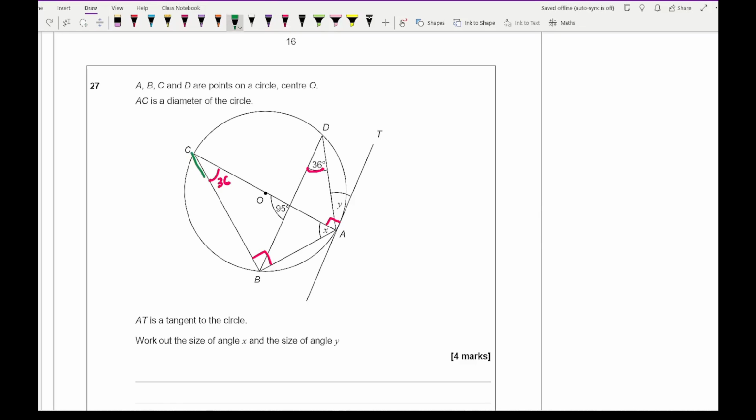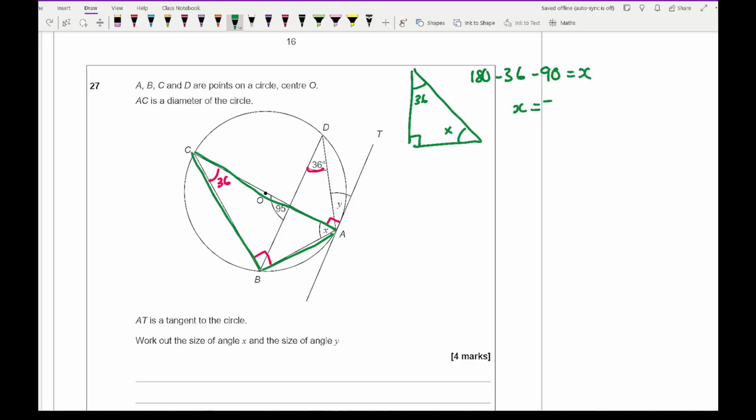So finding x, if I take this triangle out here, and I just draw that triangle out, and it's not going to be to scale, or might not even resemble it. So what I've got is this. Well, I know that using angle facts, angles inside a triangle add up to 180. So 180 minus 36 minus 90 equals x. So I can then work out that x equals 54 degrees.